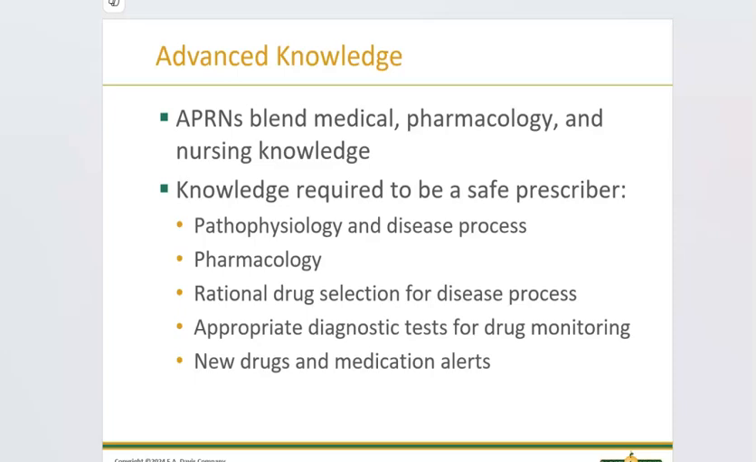In order to be a safe prescriber, you have to understand many different components, and you have to be able to tie them all together and synthesize that information to make the best judgment of what you're going to do for your patient. So you have to have knowledge of pathophysiology and the disease process. You have to have your undergraduate pharmacology and your advanced pharmacology knowledge. You have to understand the rational drug selection for the disease process. You have to understand the appropriate diagnostic testing for drug monitoring, and you have to keep up with new drugs and medications.